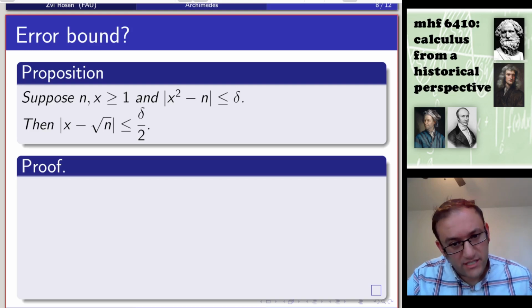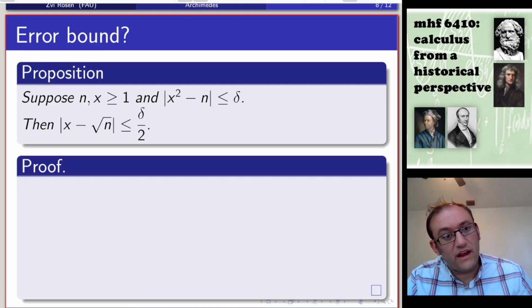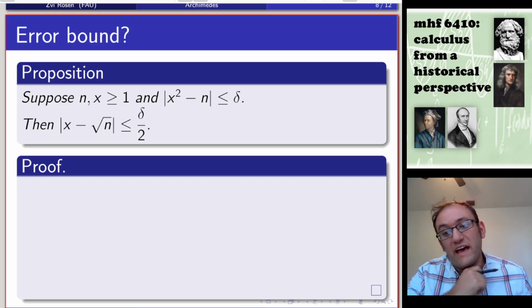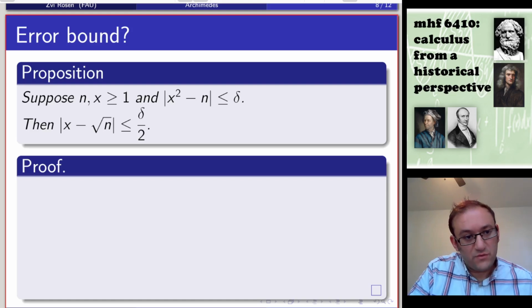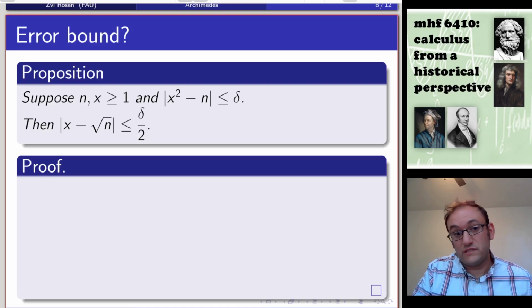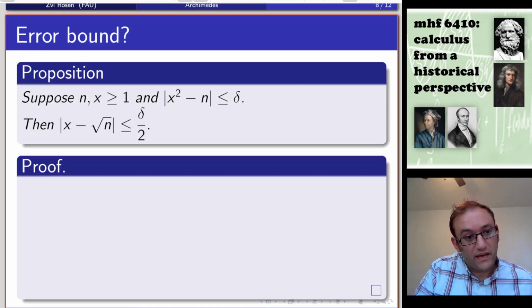But one thing I didn't justify earlier: I estimated our error by 1/2 of x squared minus n. And I just want to justify why that is. So if we have the absolute value of x squared minus n less than or equal to delta, my claim is that the absolute value of x minus root n will be less than or equal to delta over 2.